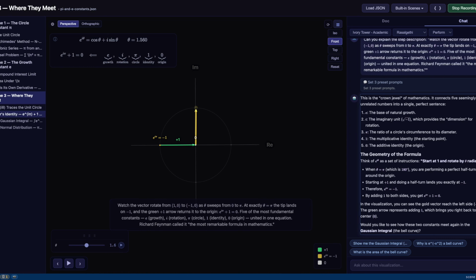Third, pi, the ratio of a circle's circumference to its diameter, a most familiar transcendental number. Fourth, 1, the multiplicative identity, the point of commencement, if you will. And fifth, 0, the additive identity.